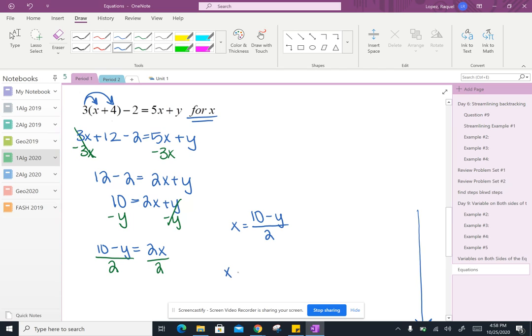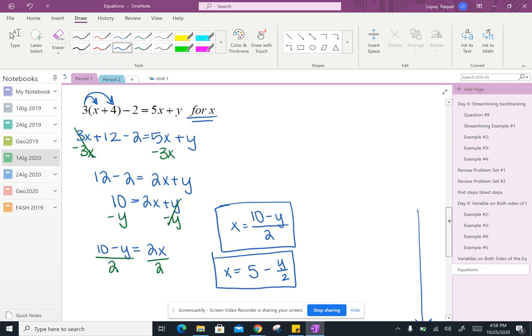And again, you can divide that up or separate that. So you can also write that as 10 divided by 2 minus y divided by 2. And then we know that 10 divided by 2 is 5. So I can write this also as 5 minus y over 2. And these are both valid answers.